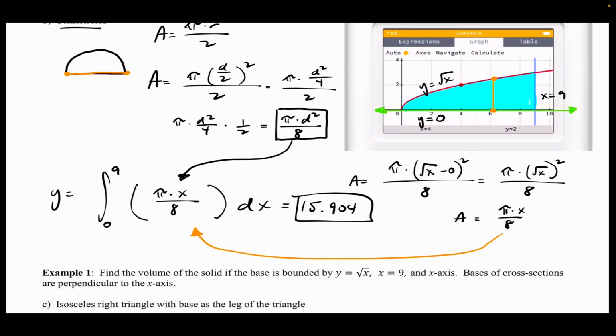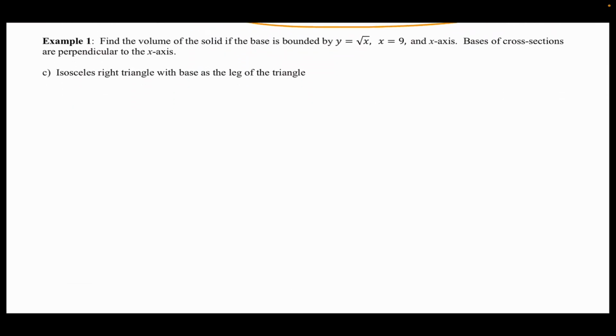1C. The reason I want to do 1C is because it's the same graph. It's the same layout. The only difference between 1A, 1B, and 1C is the shape they use. For C, they're going to use isosceles right triangles. Okay? So first thing we're going to do is draw the shape. So for 1C, draw the shape.